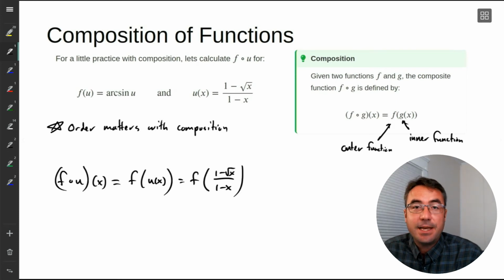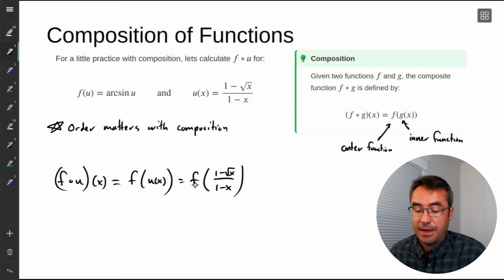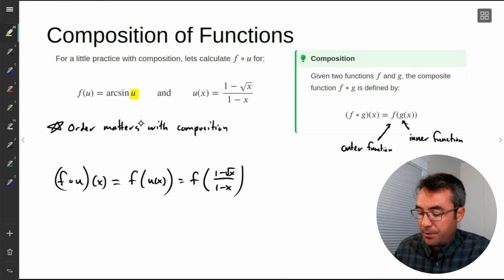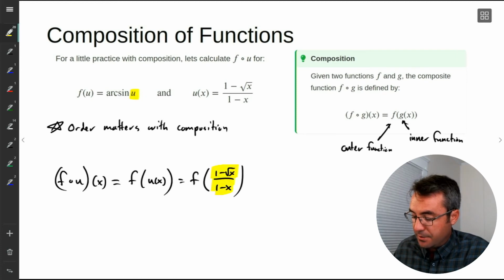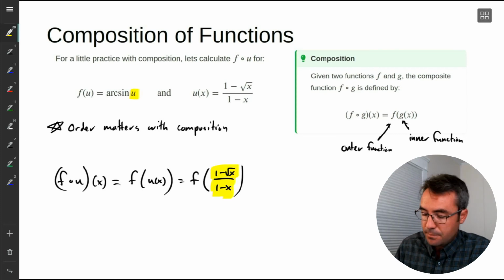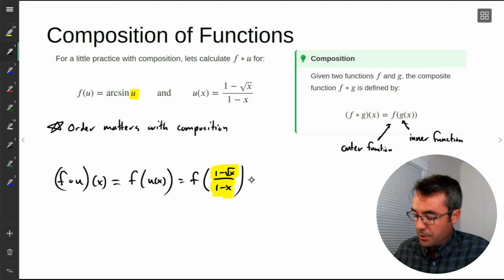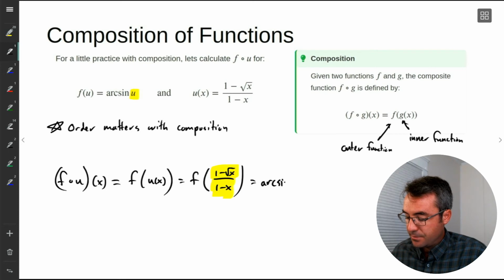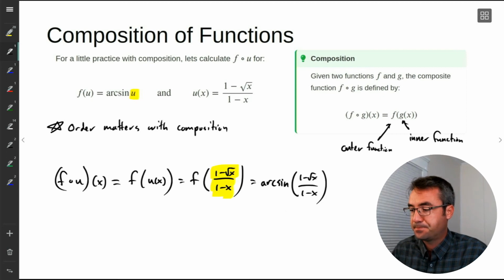So we're going to take 1 minus the square root of x divided by 1 minus x, and we're going to plug that whole thing, this whole fraction, into our function f. So if I go to my function f, wherever I see a variable, I'm going to plug this whole thing into that variable. So our function here is arcsine, so I would end up with arcsine, or inverse sine, of this whole fraction: 1 minus the square root of x over 1 minus x.